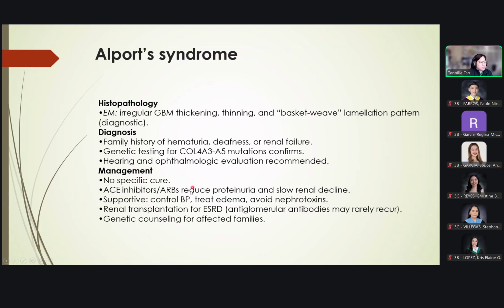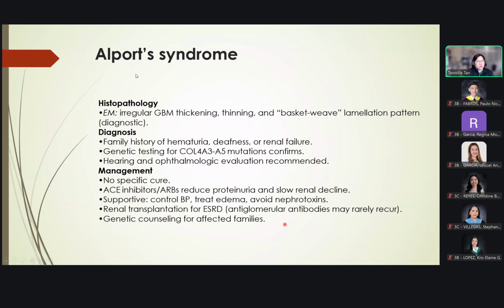So there's no specific cure for Alport syndrome. Patients are given your RAS inhibition to reduce proteinuria and to slow renal decline. Supportive treatment includes controlling blood pressure, treating edema, and asking the patients to avoid nephrotoxins. Eventually, the patients might need renal replacement for end-stage renal disease. However, they can develop anti-GBM antibodies that may rarely cause a recurrence of the disease. And of course, you need to have genetic counseling for affected families because it typically doesn't affect just one member of the family, but multiple members of the family.